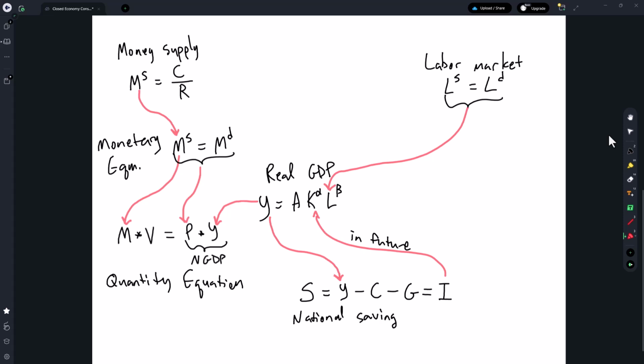From here, what we're going to do is open up the economy and look at what happens when we introduce international trade into this system, and then we're going to start thinking about the short run.